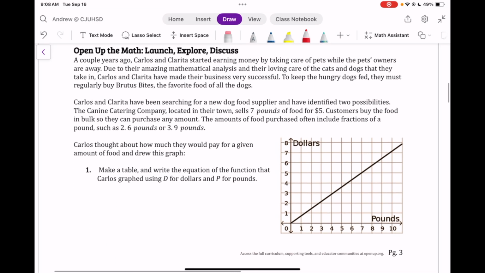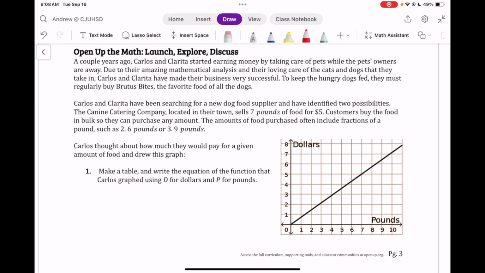It says a couple of years ago, Carlos and Clarita started earning money by taking care of pets while the pet's owners are away. Due to their amazing mathematical analysis and their loving care of the cats and dogs they take in, Carlos and Clarita have made their business very successful. To keep the dogs fed, they must regularly buy Brutus Bites, the favorite food of all the dogs. Carlos and Clarita have been searching for a new dog food supplier and have identified two possibilities.